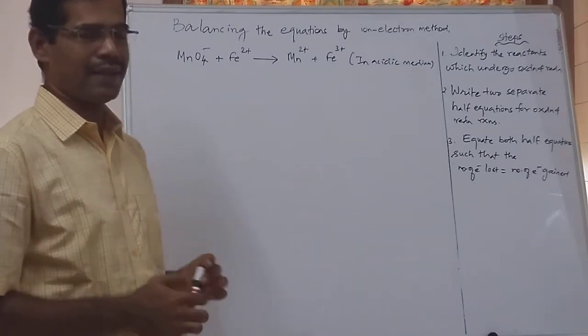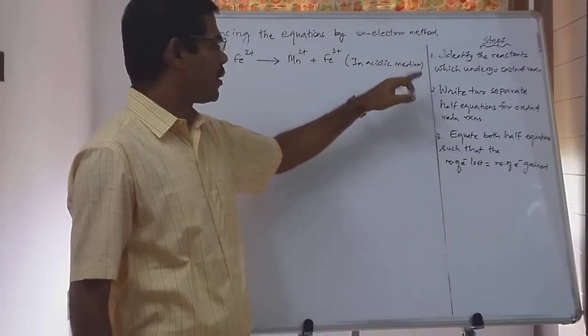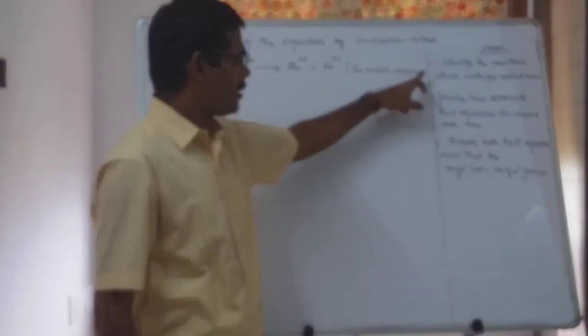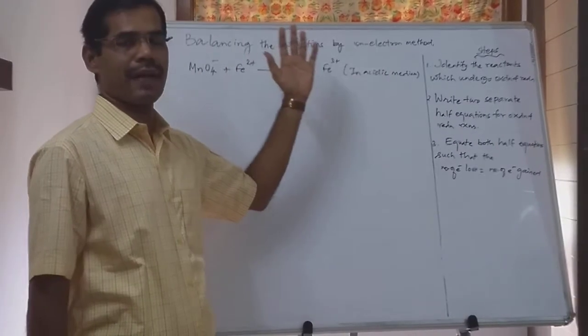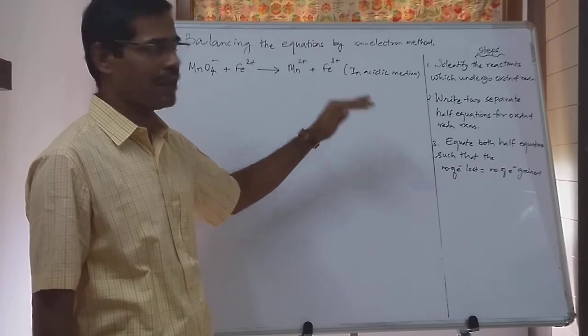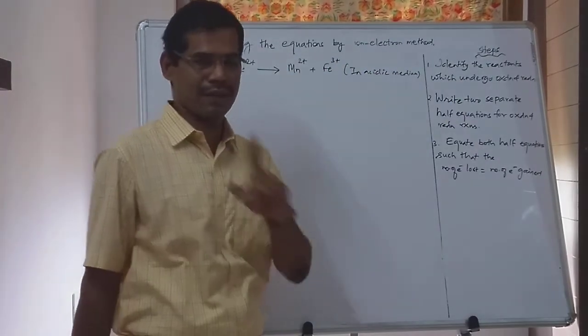Now, what are all the steps involved in balancing the equation? In the book, they have given 3 steps. The first one is to identify the reactants which undergo oxidation and reduction. This is just like the previous balancing by the oxidation number method. The same step: identify the reactants which undergo oxidation and reduction. That is the first step.